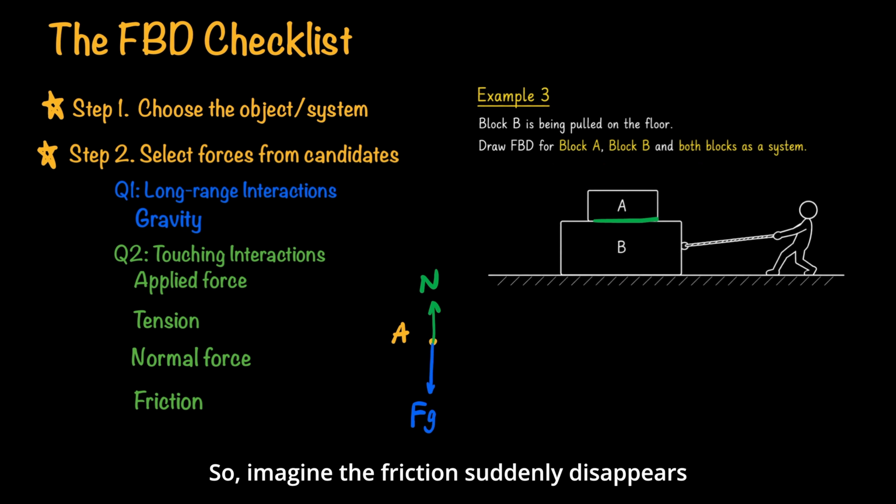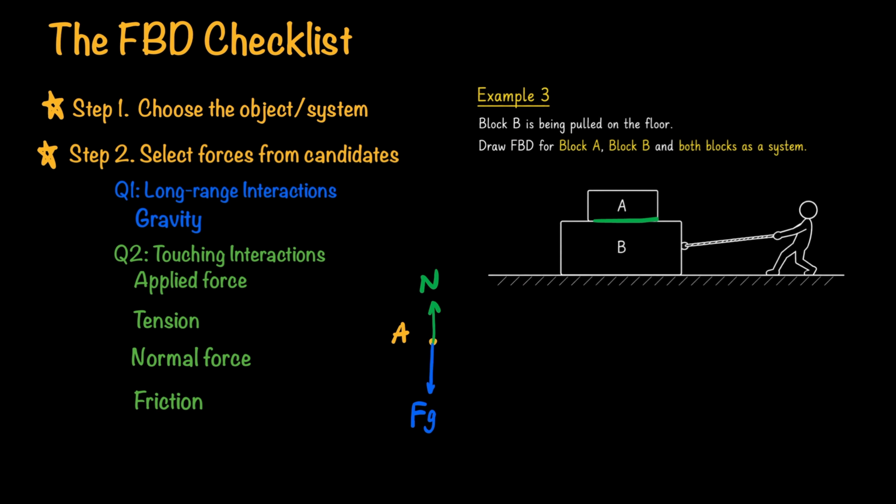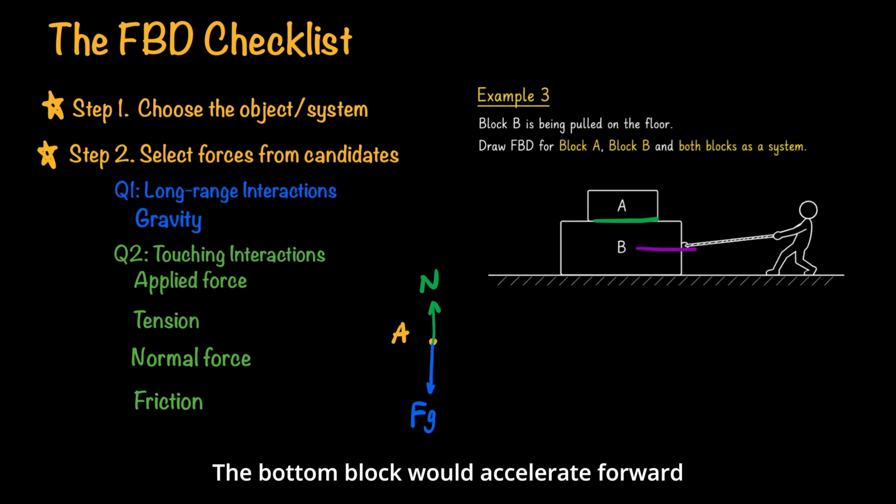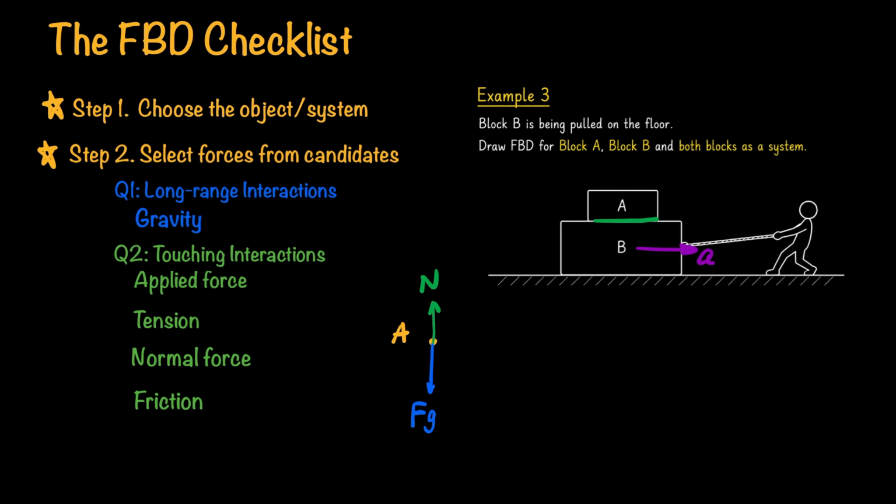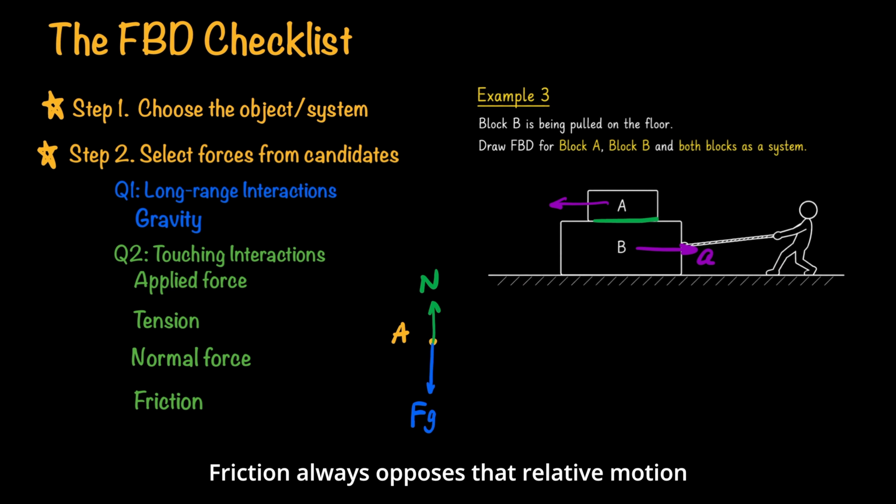So, imagine the friction suddenly disappears. What would happen? The bottom block would accelerate forward. The top block would tend to stay where it is. That means, relative to the bottom block, the top block would slide backward. Friction always opposes that relative motion, so the friction force on block A points forward.